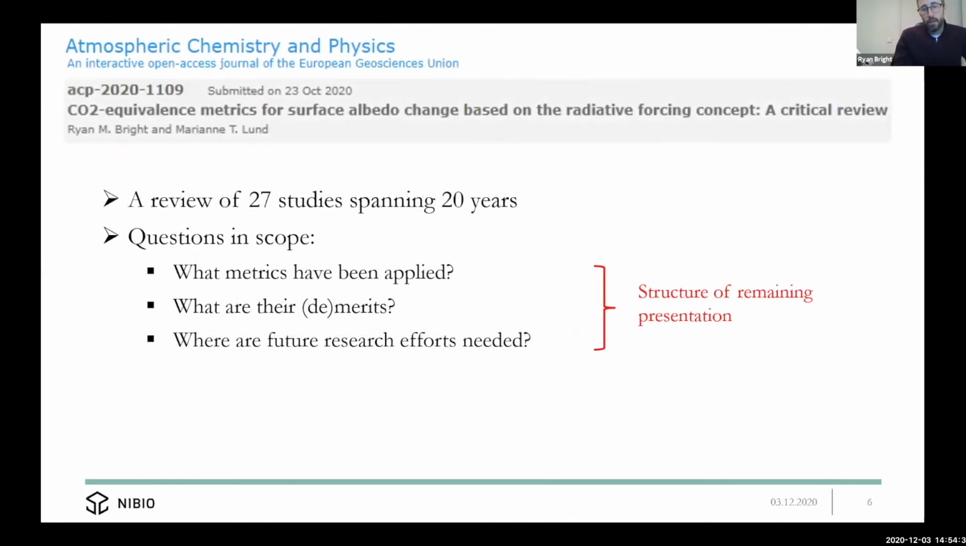So I recently carried out a review on this exact topic with a colleague here in Oslo. It's hopefully coming out online as a discussion soon, but essentially we wanted to see how many metrics for characterizing albedo changes in CO2 were being applied, how they're formulated, what their merits or demerits are, and also to map future research needs. I should note that the scope of this review was only on radiative forcing based metrics. I should also note that for the remainder of my presentation, the structure will be based on these questions as they're presented here.